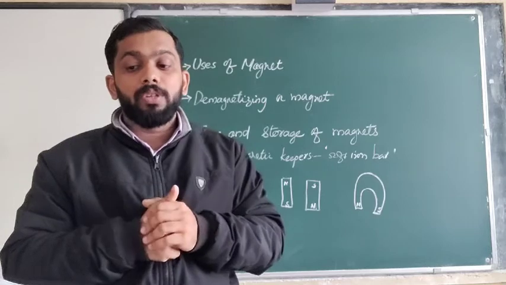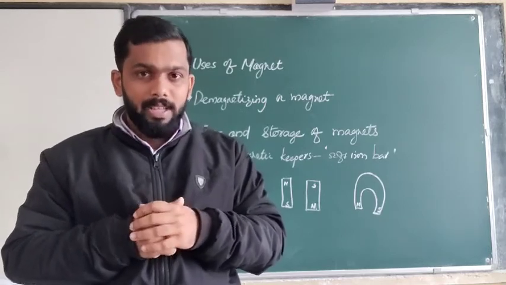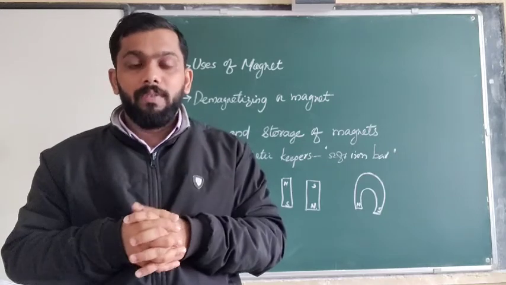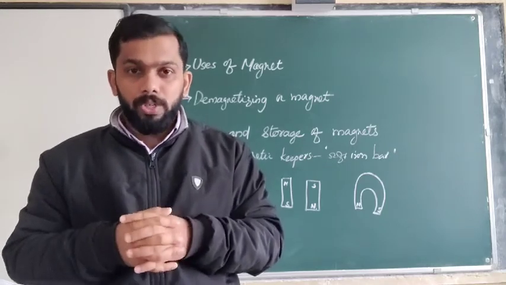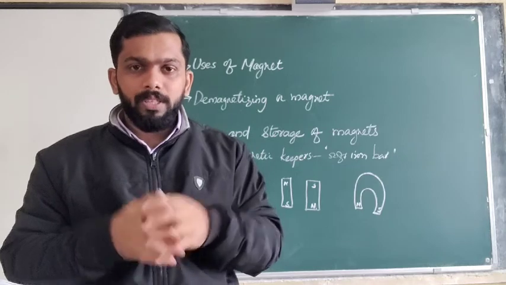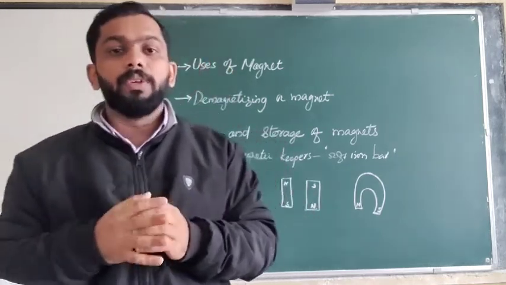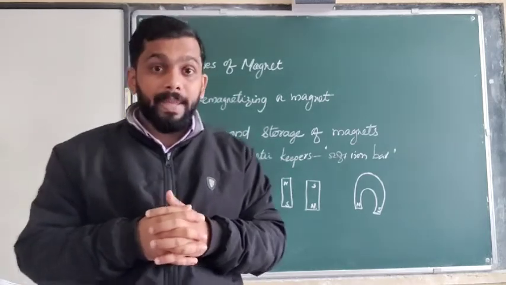Then magnets are used to make certain toys. In our childhood days, you might have played with so many toys which use magnets. So these are the general uses of a magnet. Now we are going to move to the uses of electromagnets.